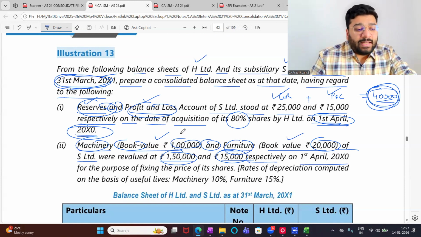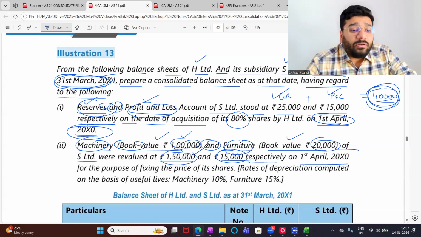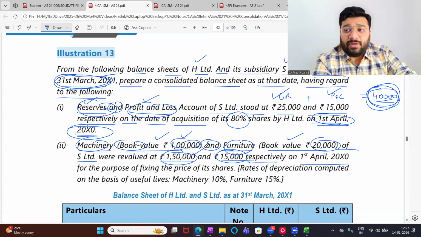Now my question to all of you is that this 1 lakh and 150, no, this is the value of the assets on 1/4/2000, or is it on 31st March 2001? 31st March 2001. These two values are representing the values as on 1/4 or 31/3. No, 31/3.